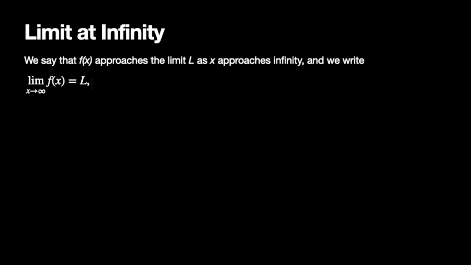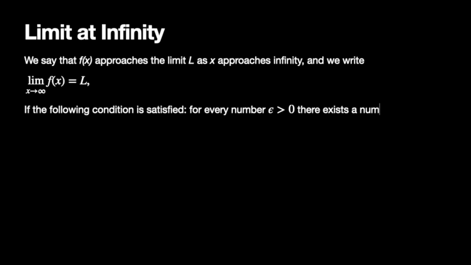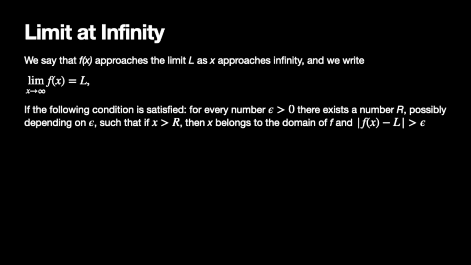Limits at infinity. We say that f of x approaches the limit L as x approaches infinity. We write the limit as x approaches infinity of f of x equals L, if the following condition is satisfied: for every number epsilon greater than 0, there exists a number r, possibly depending on epsilon, such that if x is greater than r, then x belongs to the domain of f, and the absolute value of f of x minus L is less than epsilon.